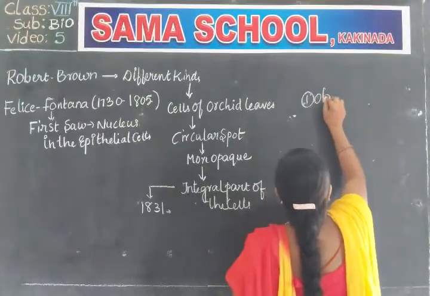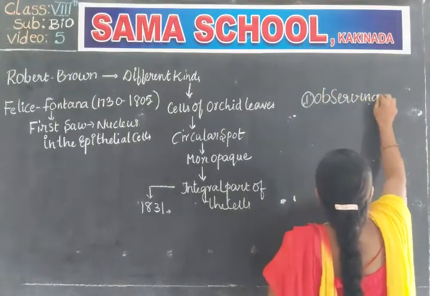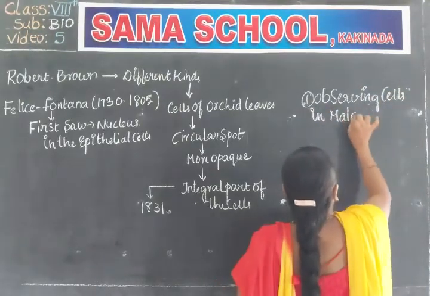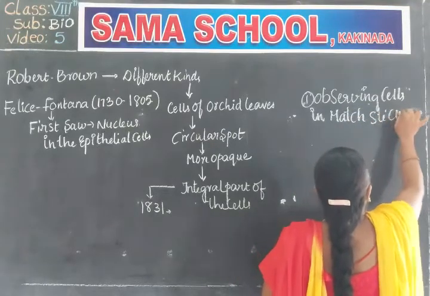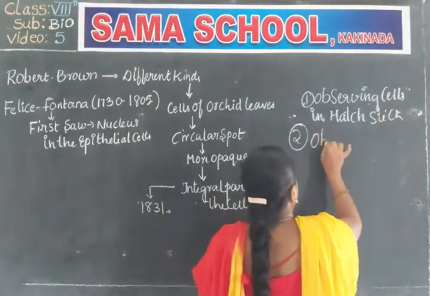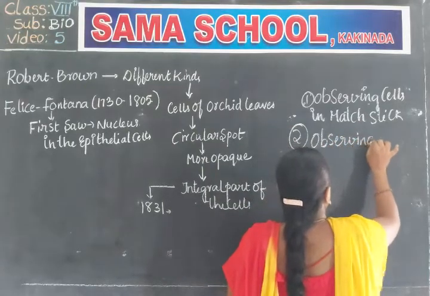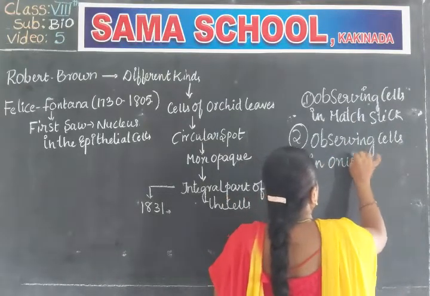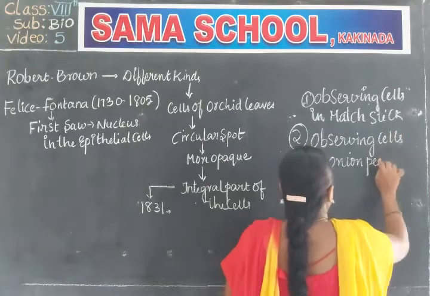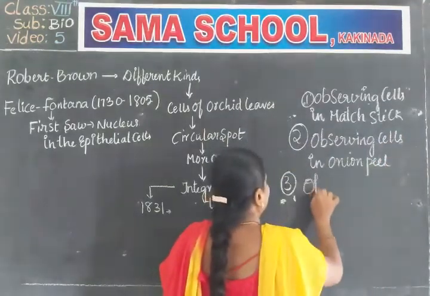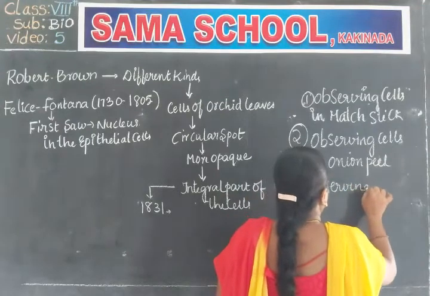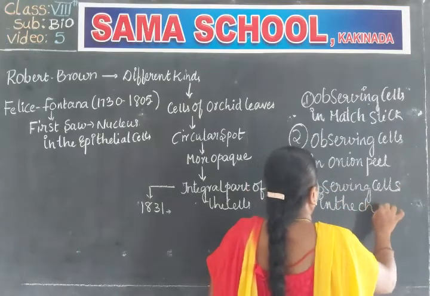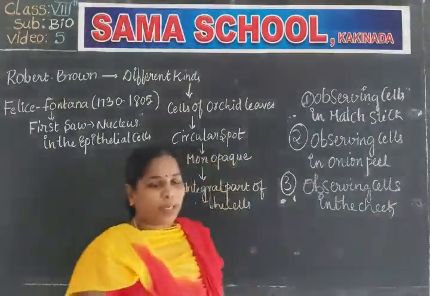What activities have we completed? Observing cells in a matchstick. Second, observing cells in the onion peel. Third, observing the cells in our cheek. So here we completed the theoretical part and the experimental part also.